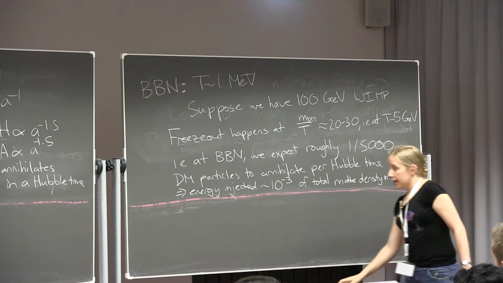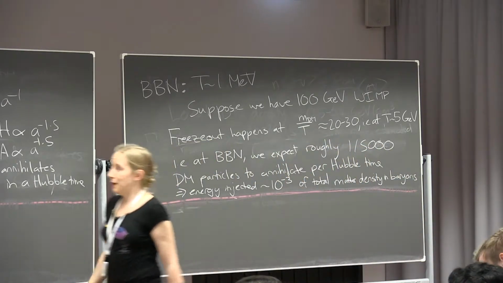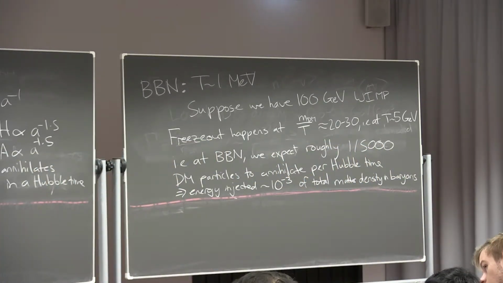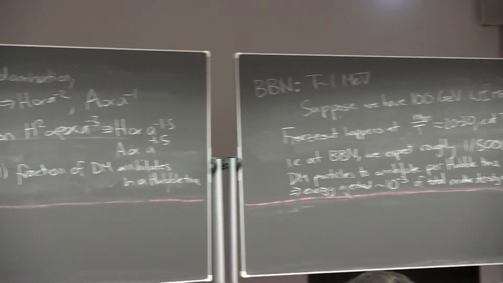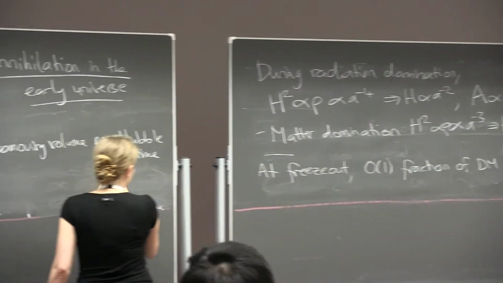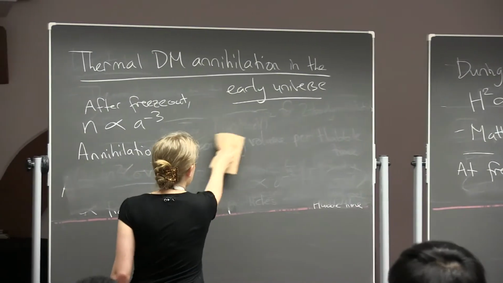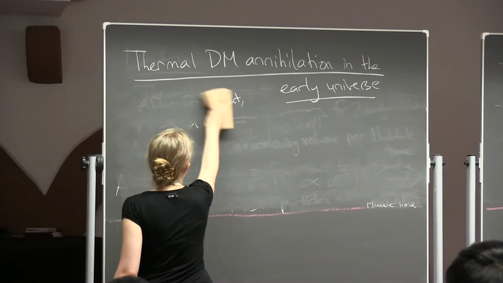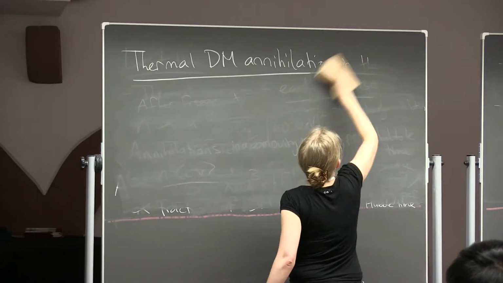Another way to say that, so a proton weighs about a GeV. So this is saying the thermal dark matter would, at BBN, be expected to inject an order of 1 MeV of energy per hydrogen atom, or per proton, or neutron.